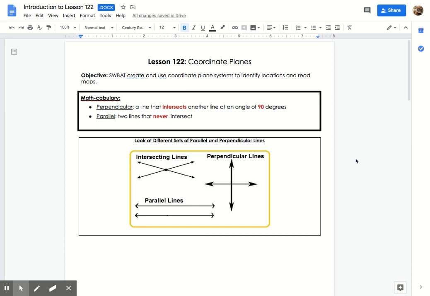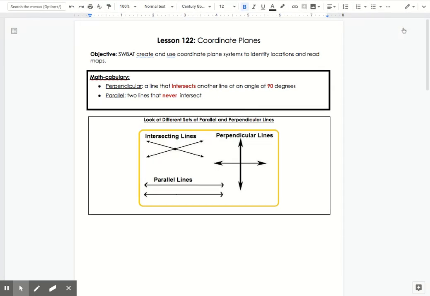Hello, this lesson is for Wednesday, May 6th. Today we are doing lesson 122, coordinate planes.